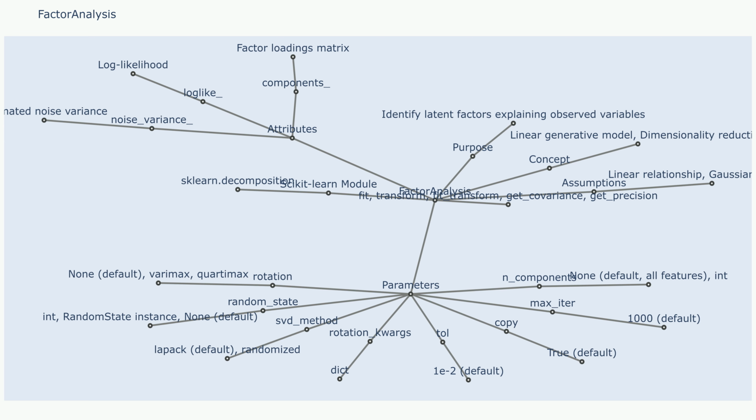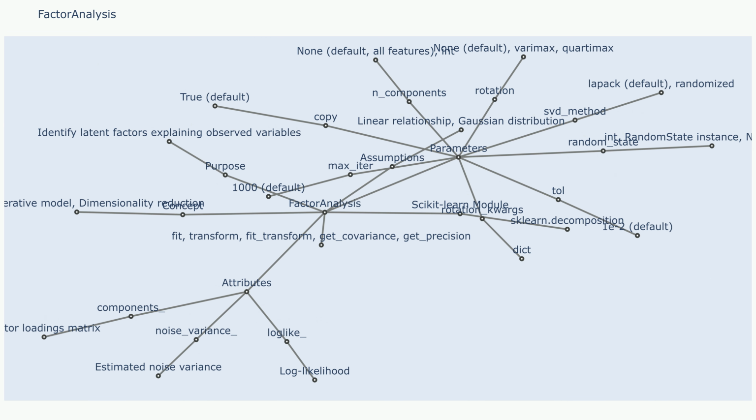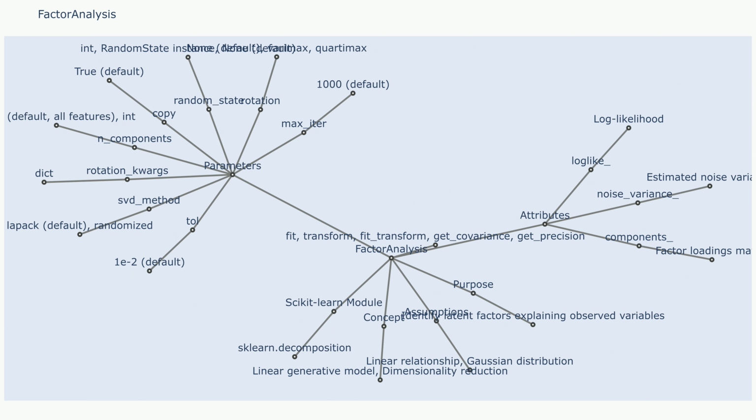sklearn.decomposition.FactorAnalysis is a class in the scikit-learn library that implements factor analysis using maximum likelihood estimation (MLE). It provides a powerful tool for exploratory data analysis, helping you understand the underlying structure of your data and identify important factors that drive its behavior.